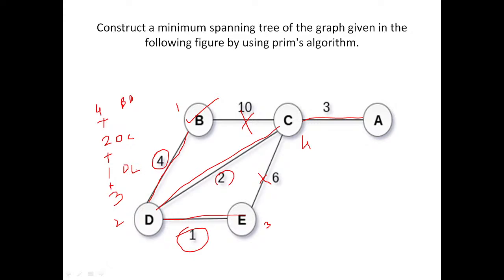And 3 is the weight of CA. And one more thing we need to concentrate on: if any vertex or edge has a minimum weight but it is creating a cycle, then we cannot take it. Then we have to take the higher order edge. Maybe the weight is greater, still we have to take that edge which is not creating the cycle. If any edge is creating a cycle in the minimum spanning tree, that won't be considered.